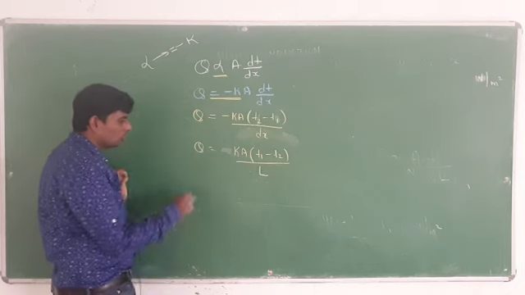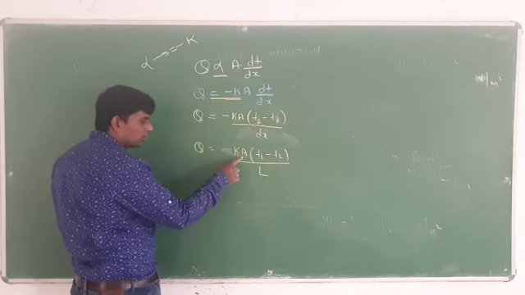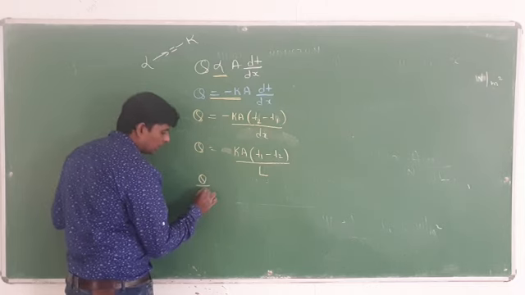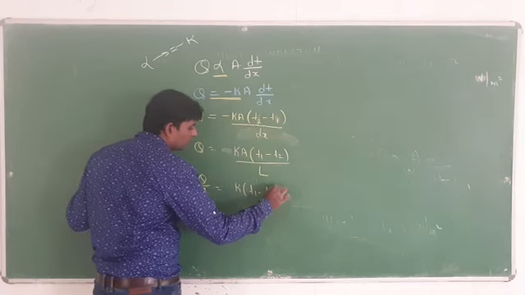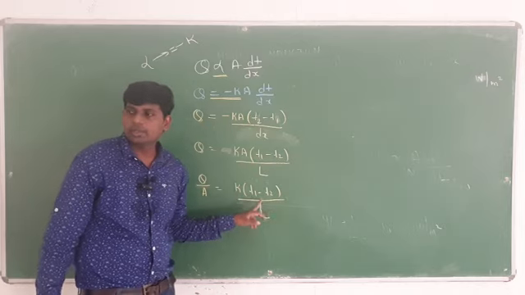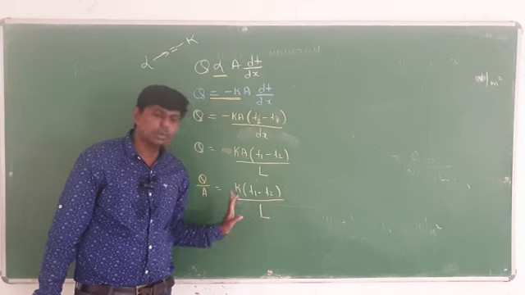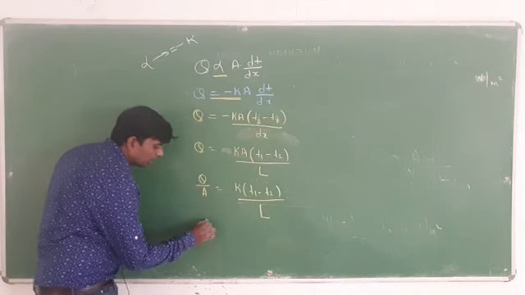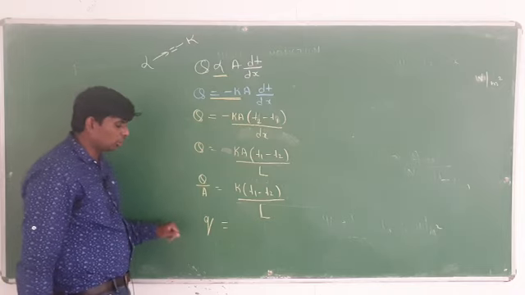After that, Q is equal to kA (T1 minus T2) by L. Then bring A to this side, so Q by A is equal to k (T1 minus T2) by L. I just shifted A to this side. Q by A can be written as small q, which stands for the rate of heat transfer per unit area.